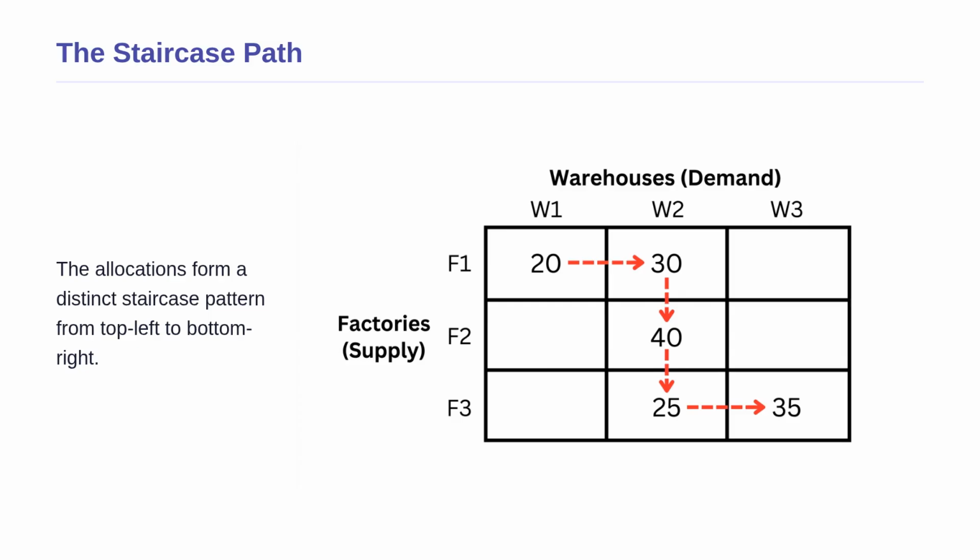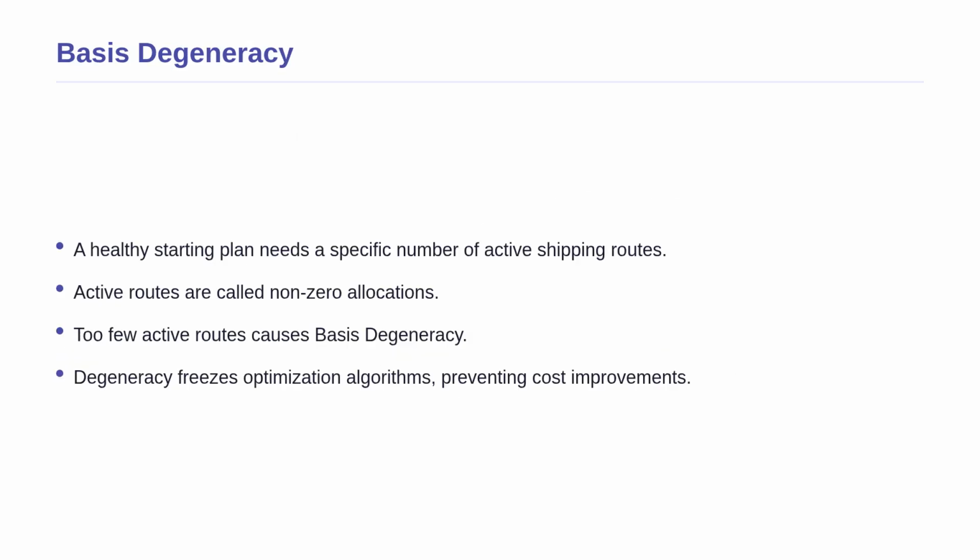It visually proves that we only ever moved right or down as supplies and demands were exhausted. Every valid solution generated by this rule will trace a similar continuous path through your grid. Now that we have our staircase path, we must check its mathematical health.